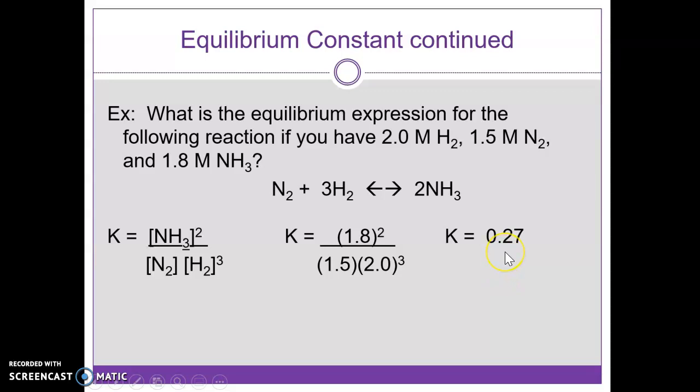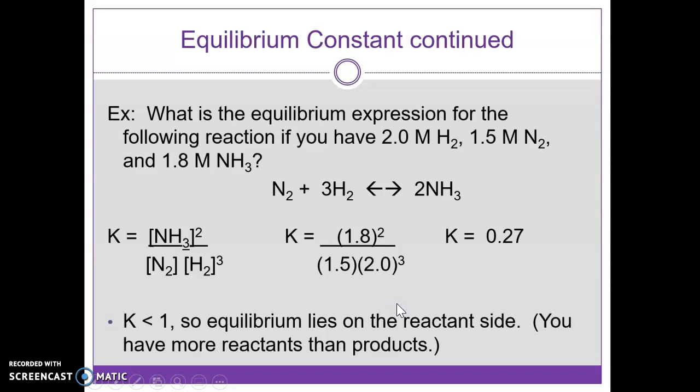And what this tells us now is since K is less than 1, once the reaction has reached equilibrium, the equilibrium lies on the reactant side. You have more reactants than products.